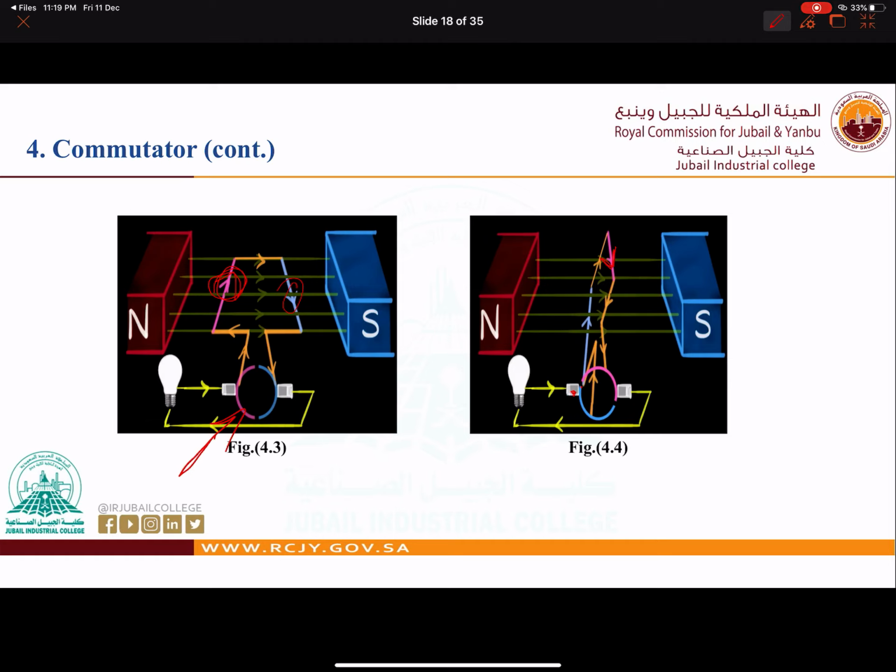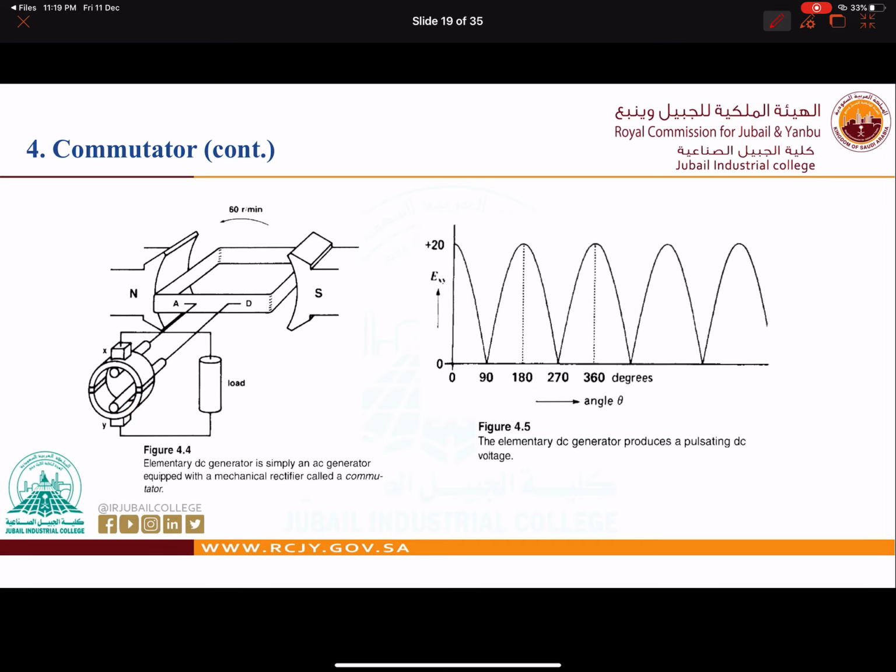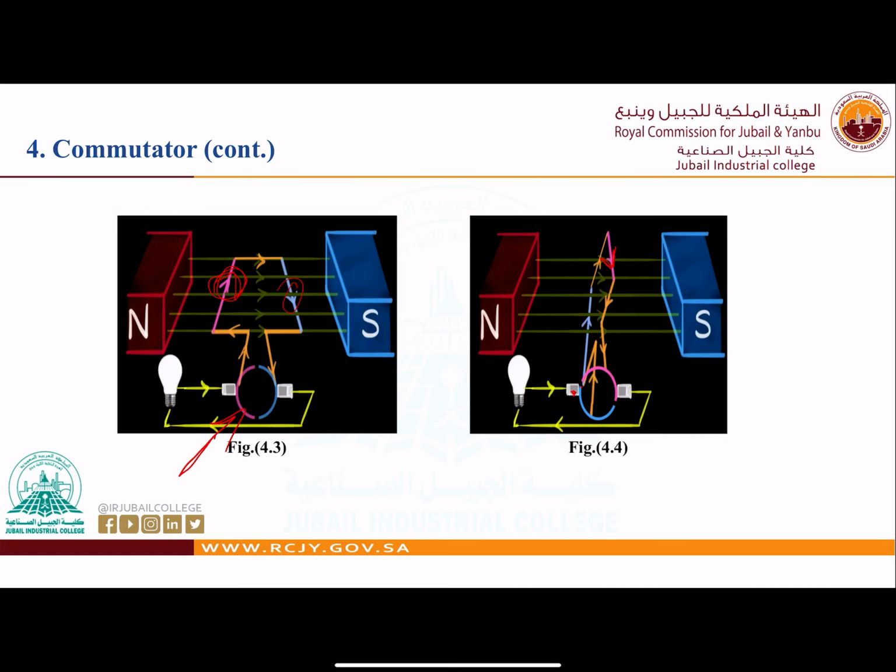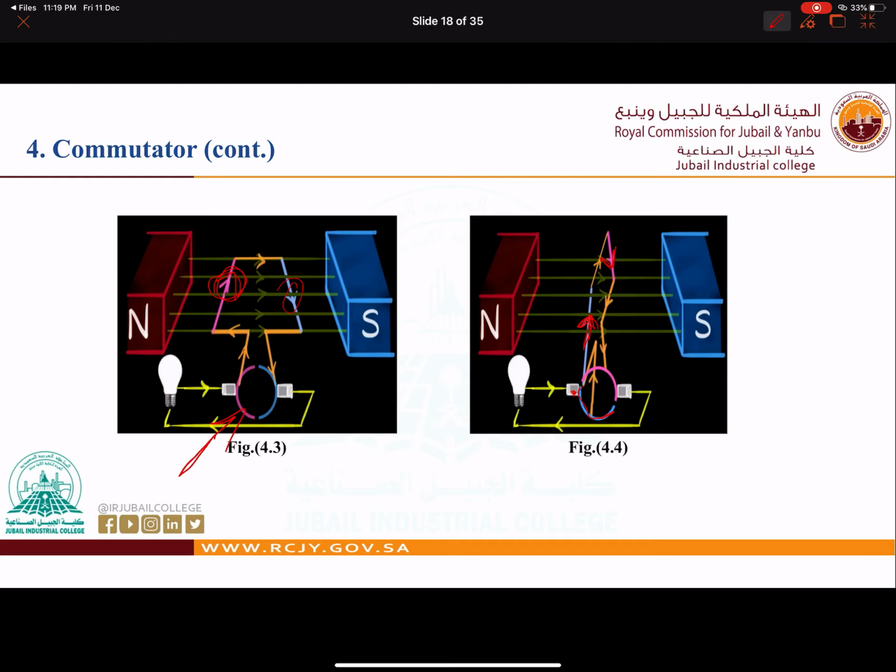So the direction will not be changed, because we have an open circuit. As you can see, the direction will not change because of the split ring. As you can see here, this is the yellow, and we have a movement, then the current is going here, up. It is like this one. Let me just do it again.